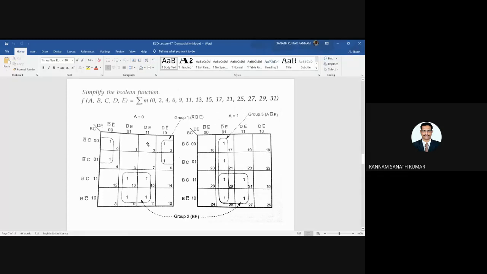If you observe here and here, D is eliminated and E is common, so you write E. B is common, so you get B. Similarly, this is one quad, and you get A D bar E. This is another quad, and you get A bar B E bar.